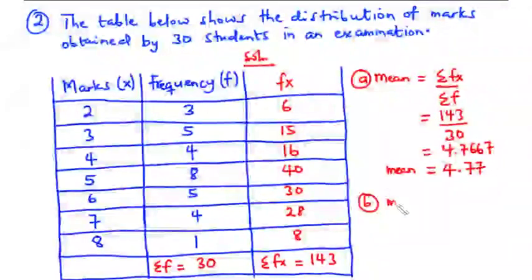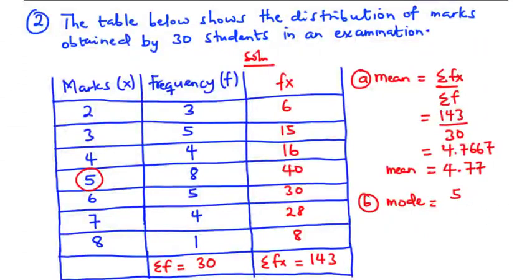Now for the mode. So for the mode, we know that it is the value that occurs most frequently. Now you realize from the table that 5 occurs the most number of times, that is 8. So the mode is 5.